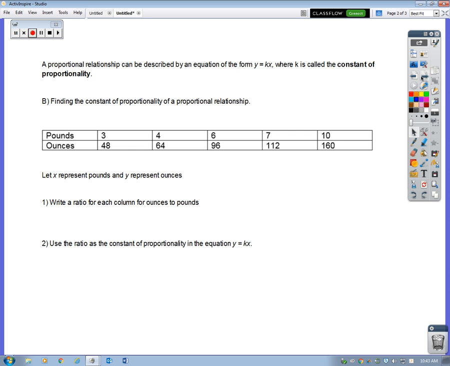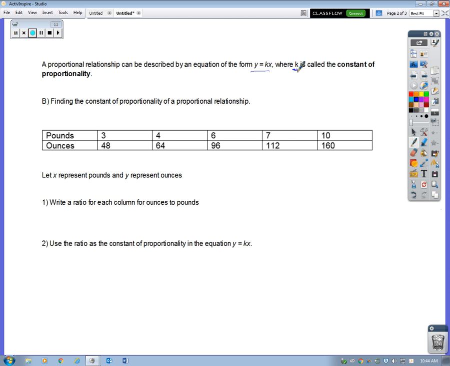A proportional relationship can be described by an equation. So instead of writing it in our ratios like we just did, we can write it as an equation or as something that can be solved. And this right here, y equals kx, is going to be the formula that you would use to write it as an equation, where k is called the constant. So this will never change in the equation. That will be a number that's always going to be the same. So it's called the constant of proportionality.